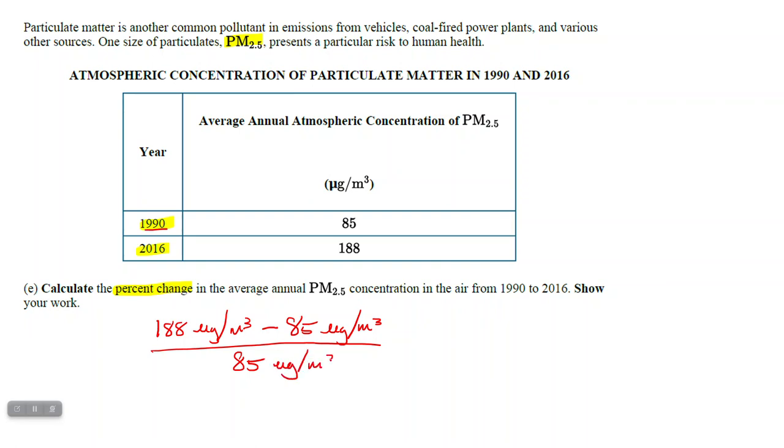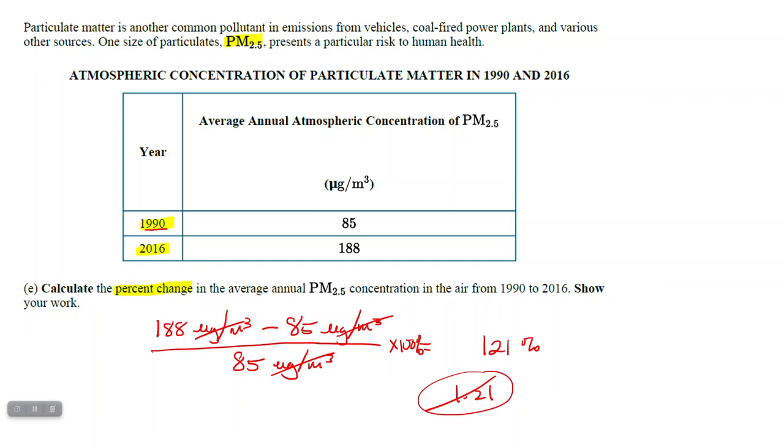micrograms per meter cubed. Now, when you subtract things out and you divide things out, the micrograms per meter cubed is going to cancel out. And remember, you're going to take this and multiply it by 100% because they want a percent change. When you divide that out, that gives you approximately 121%. If you gave an answer of 1.21 and forgot to multiply by 100%, you would get it wrong. So just keep in mind, if they ask for a percent, give them a percent.